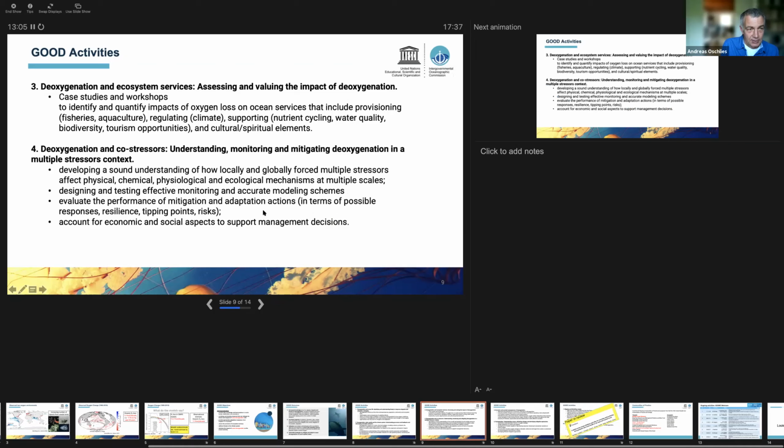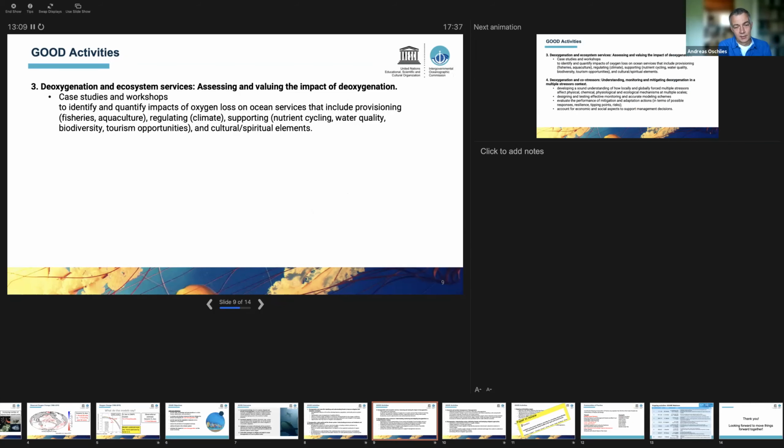The third one is ecosystem services. So this is a very, very targeted stakeholder engagement process. So case studies and workshops in coastal communities, and particularly in low oxygen areas in the tropical oceans. That's where we want to start.